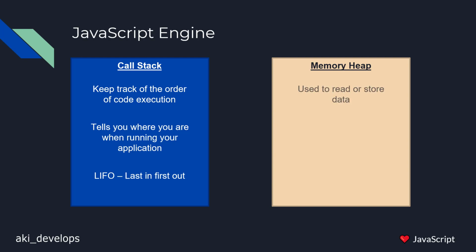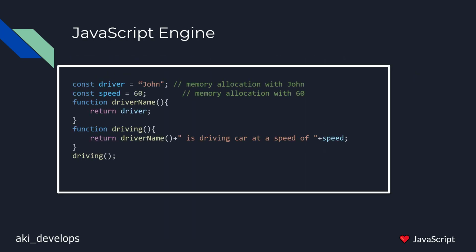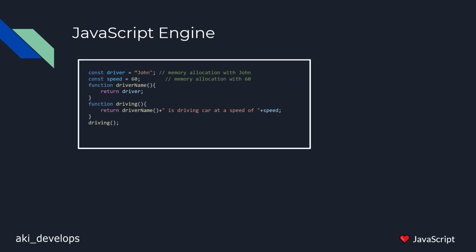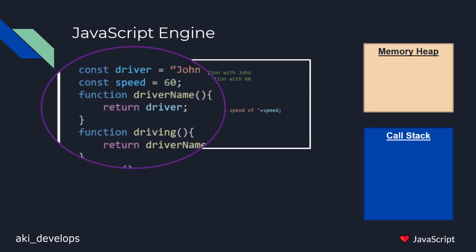Memory heap is used to read or store data. All the variable assignment and logics come into this place. Let's look into an example. Here we have some code written in JavaScript. Now let's look how this all working. Here in the code, this driver and speed are variables, so they will get assigned in the memory heap. Then these functions, driver name and driving, also going to be allocated in the memory heap.